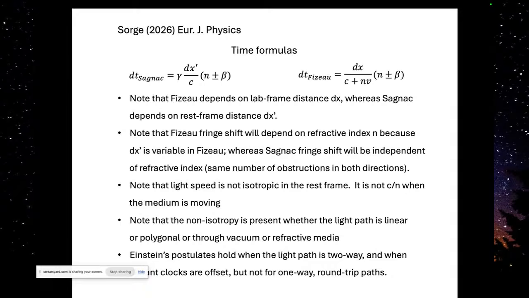My last bullet point there is that Einstein's postulates hold when the light path is two-way and when there are two clocks that are offset, but it doesn't hold for a one-way round-trip light path with only one clock. And so in summary, I think Sagnac did show that light speed is anisotropic with respect to the rest frame. And he was dismissed for many years because he used angular motion. But when Wang et al. came along and did it with a linear path, I think they kind of vindicated him and revealed that special relativity has certain constraints where it holds under those constraints. But if you relax those constraints, it doesn't hold. And that is my talk, Ian.